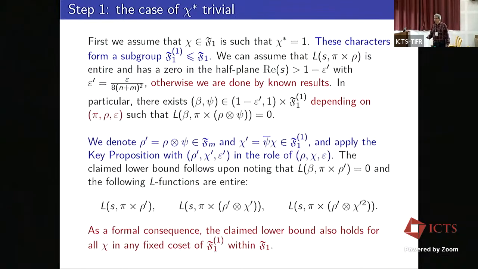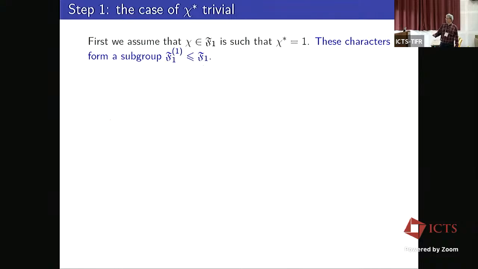As a formal consequence, for any fixed coset of F11, the result also follows. By fixed coset, I mean you choose any element of F1. You specify any element of F1, and then if you think of chi lying in a coset of F11 shifted by this fixed element of F1, then you can think of the corresponding twisted Rankin-Selberg function.